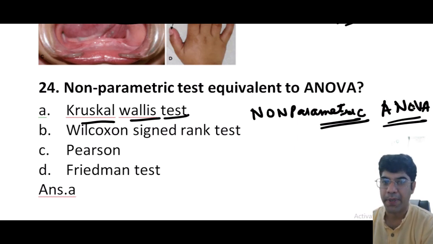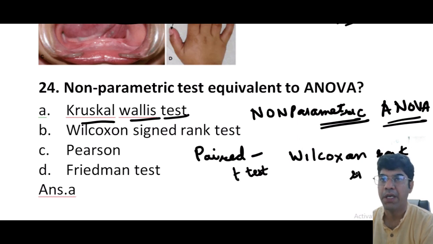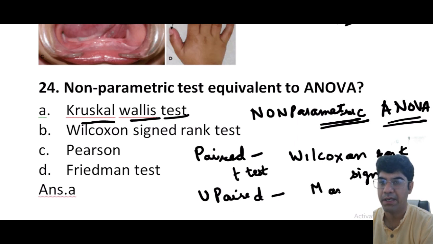So remember the parametric tests and their non-parametric equivalents. The paired t-test is equivalent to the Wilcoxon signed rank test. The unpaired t-test is equivalent to the non-parametric Mann-Whitney U test, and the one-way analysis of variance, that is ANOVA, the parametric test, has the non-parametric equivalent, the Kruskal-Wallis test. So the answer is A here.